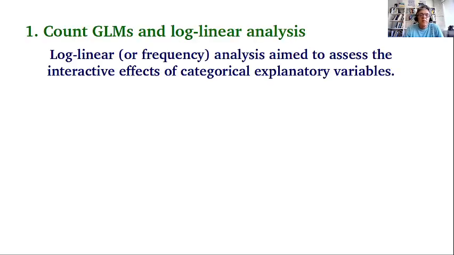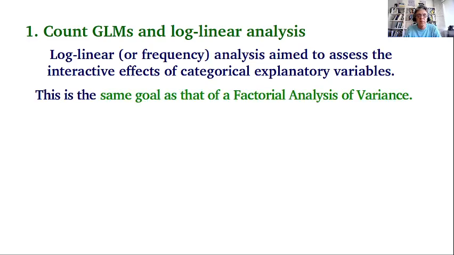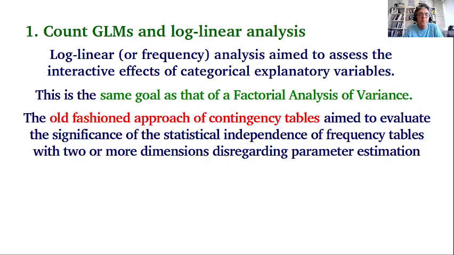Log linear or frequency analysis aim to assess the interactive effects of categorical explanatory variables. So here the response variable is a count or a frequency, and the explanatory variables are all categorical. This is exactly the same goal as a factorial analysis of variance, only that in the latter, the response variable is not a count, but it has a normal distribution.